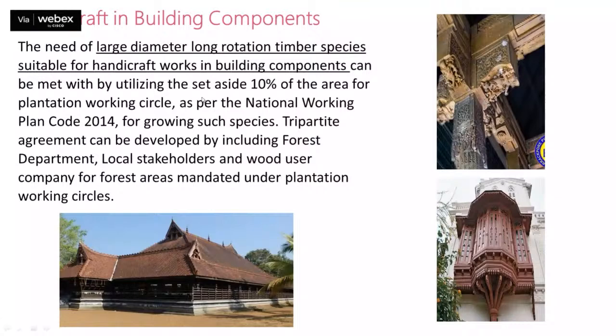Finally, the handicrafts are also important in buildings. And of course, there also the constraint is the availability of large diameter, long rotation timber species suitable for handicrafts works in building components. This can be met by utilizing the set aside 10% of the area for plantation working circle as per the National Working Plan Code of 2014 for growing such species. A tripartite agreement can be developed by including the forest department, local stakeholders, and wood user company for forest areas mandated under plantation working circles.